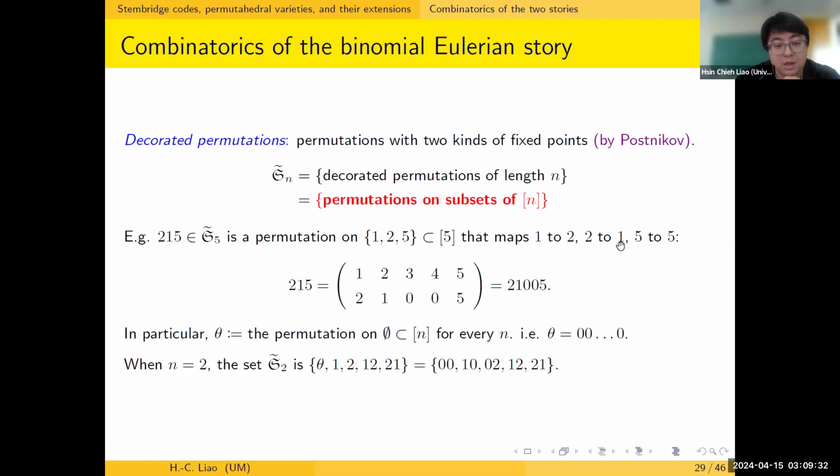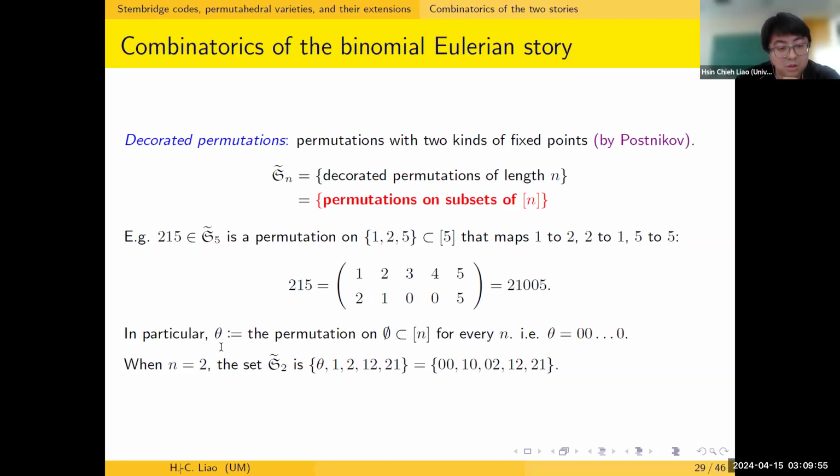And because there's no 3 and 4, they are just 0. And then for the one-line notation, we can just take it to be 2, 1, 0, 0, 5. This is the one-line notation, and this is the decorated permutation. And you can think of 0 as a second kind of fixed point, and 5 is the normal fixed point.